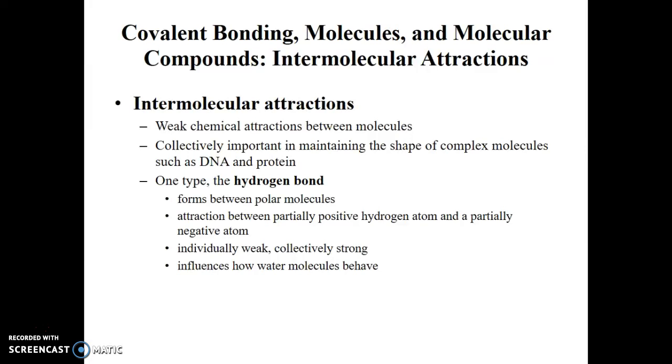Hydrogen bonds are bonds that form between multiple polar molecules. The attraction of the partially positive hydrogen to another polar molecule that has a partial negative oxygen forms a bond, and this is actually how water stays liquid at room temperature.